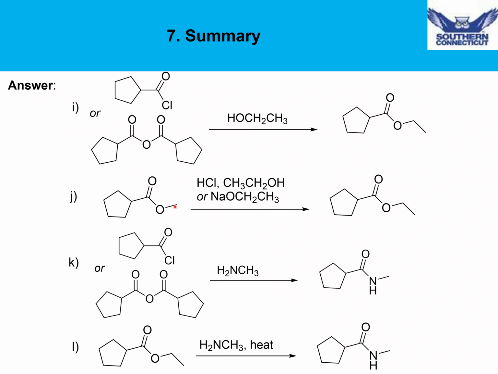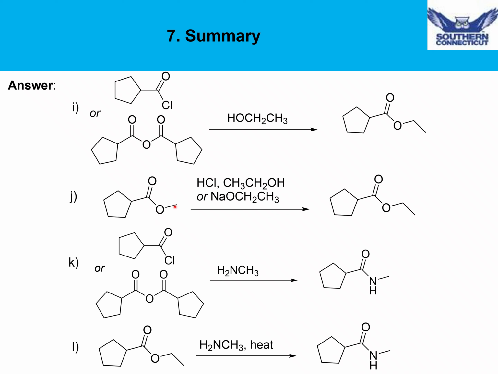A primary amine will add to an acid chloride or an acid anhydride to make an amide. So the nitrogen adds to the carbon with the leaving group, giving you an amide bond. Notice the product has the same methyl group as the reagent. Methylamine can also add to esters to give you amides, as shown by this last example.